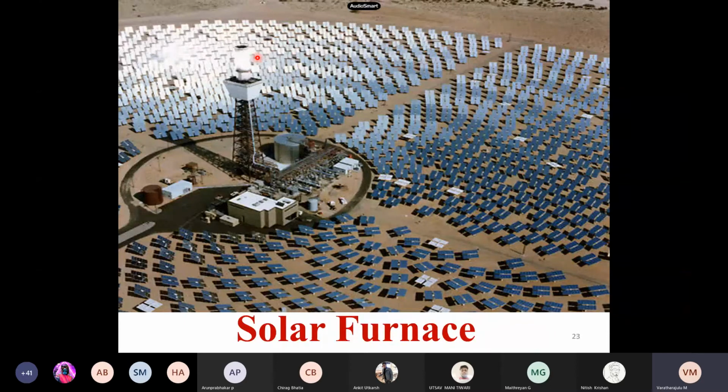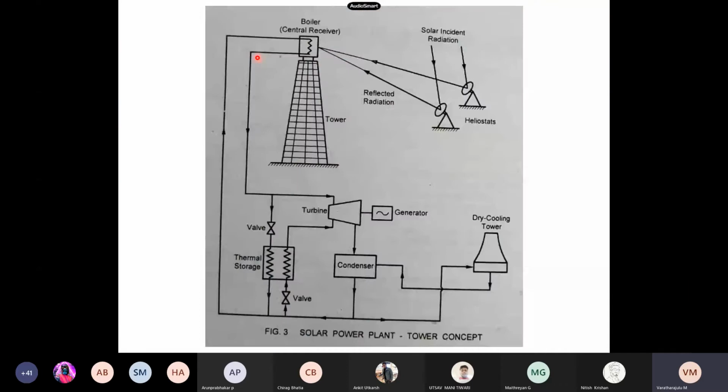In the boiler, the circulating water absorbs the solar energy and vaporizes into steam. Around 300 degrees Celsius, the steam is used to run the turbine, and the turbine is coupled to the generator. The exhaust steam from the turbine is collected in the condenser, and see here we have the condenser. The thermal storage system is provided for night time and cloudy periods, so that we can keep working with the turbine.